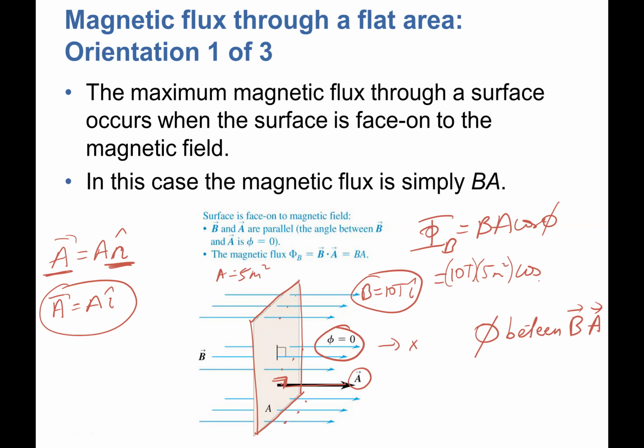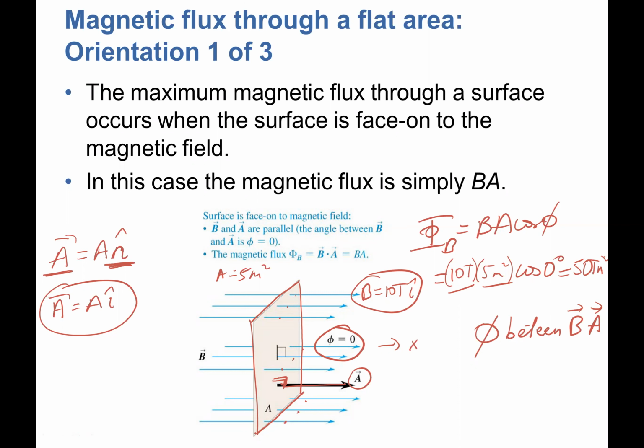Okay, that means I come back here and put 10 Tesla times 5 meters squared times cosine of 0 degrees. And what I get here is 50, right? 50 Tesla times meter squared. Okay, that means that's my magnetic flux.